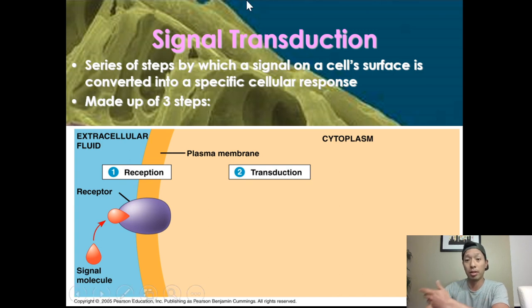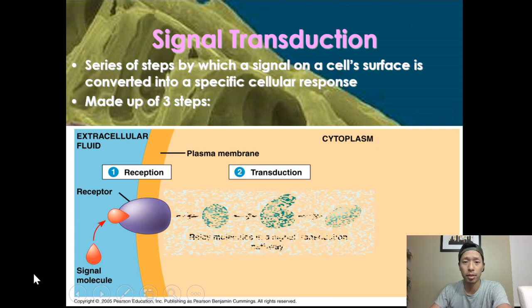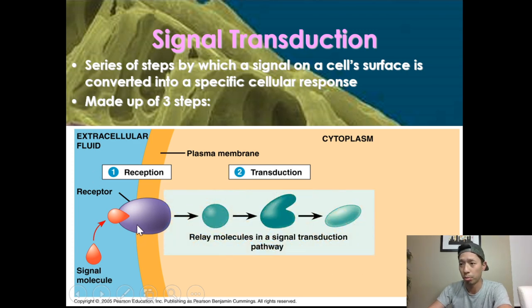And the first thing that's going to happen, as you guys already learned, is the process of reception. In order to receive that message, you have to have a receptor there. No receptor, that means the molecule floats by and you don't get a response. The second step is transduction, and that's where this purple protein here is going to relay that message to what's called a signal transduction pathway. Right? It's a series of proteins where one activates another, that activates another, and passes that message on.